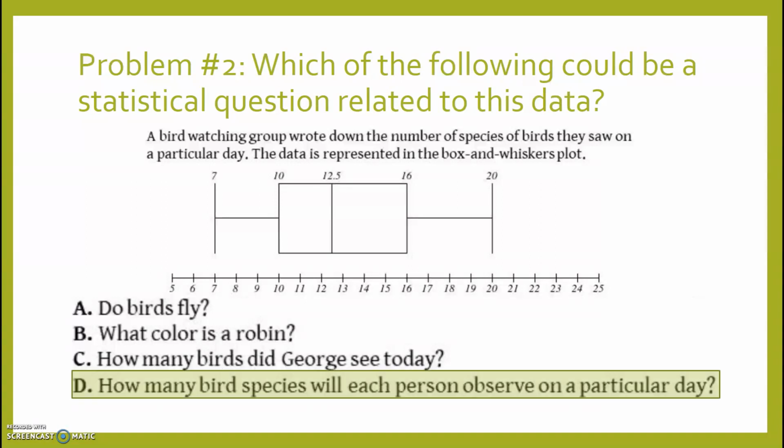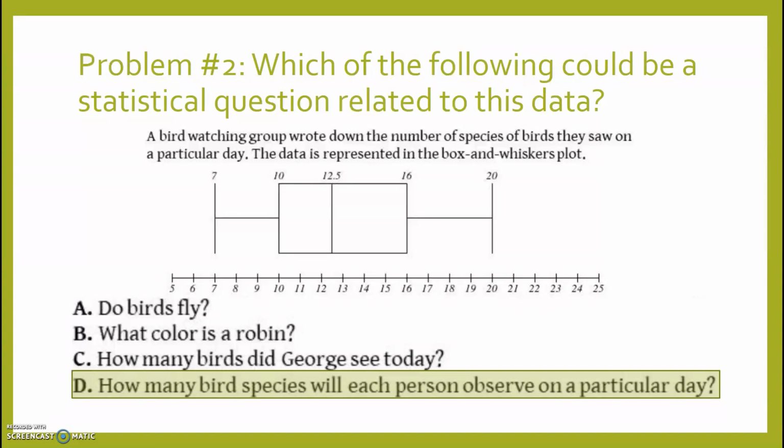Okay, let's check your work. D is the correct answer. How many bird species will each person observe in a particular day? Well, it depends on where you are. What are you looking at? Which direction are you looking? Are you catching all the birds? It is how many birds did each person, individual, observe on a particular day. They may have come at different times, which would also change the number of birds they could have seen.